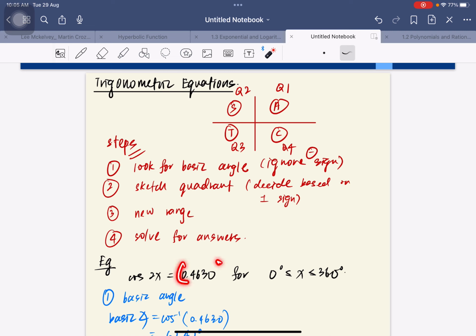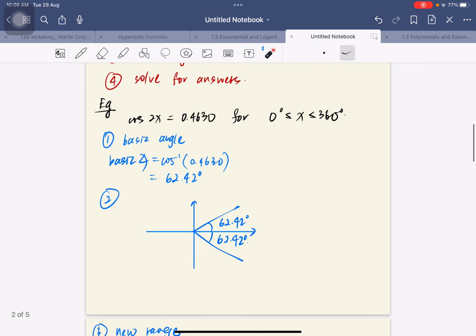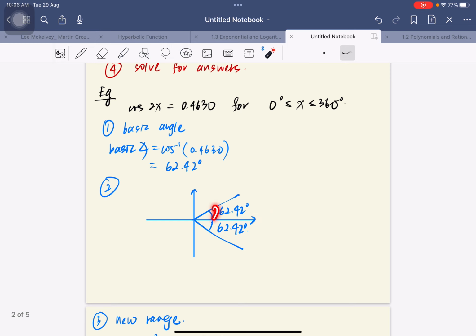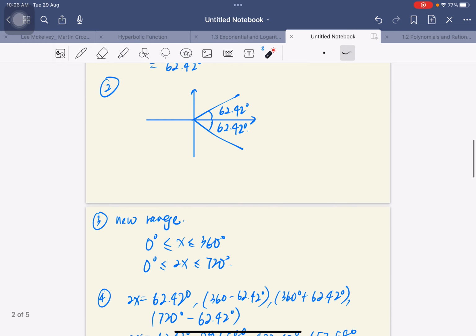So in this case, it's positive, so we are going to choose quadrant 1 and quadrant 4 because that's where cos will be positive. All positive, cos positive. And yeah, sketch out the quadrant and put the reference angle. This is the basic angle. Basic angle is the reference angle basically.